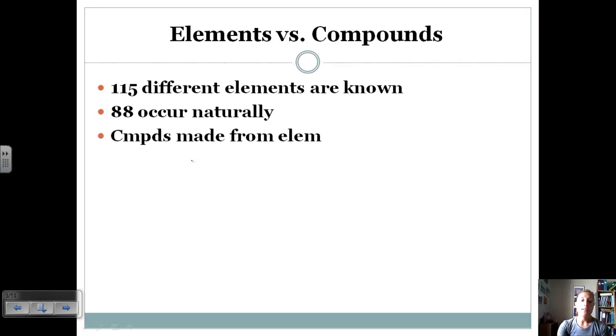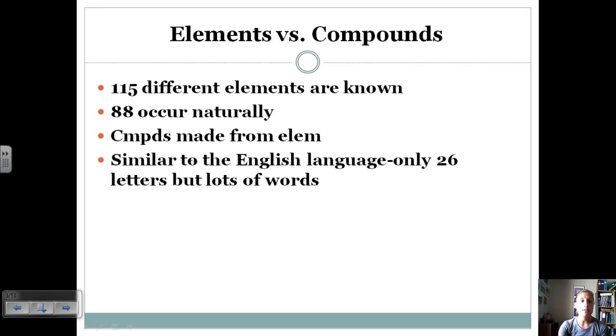We know from the previous unit that compounds are made from elements. We have to put two different elements together, two or more, to get a compound. So this is similar to like the alphabet. We have only 26 letters, so those would kind of be the elements, but then we combine those letters or elements into lots of words or compounds.